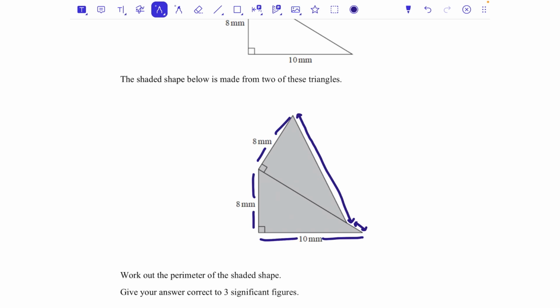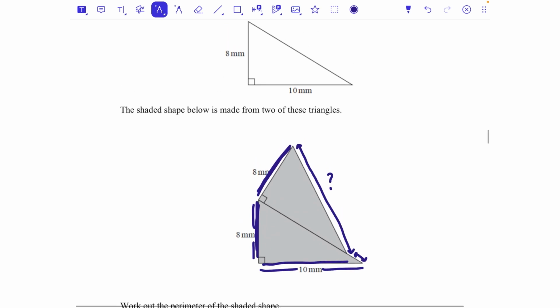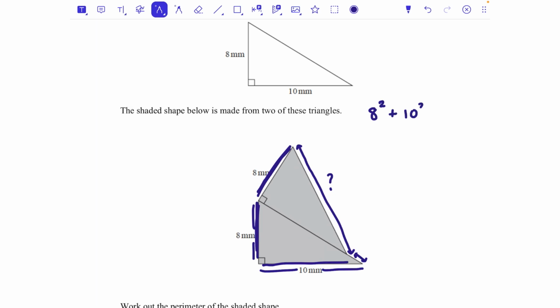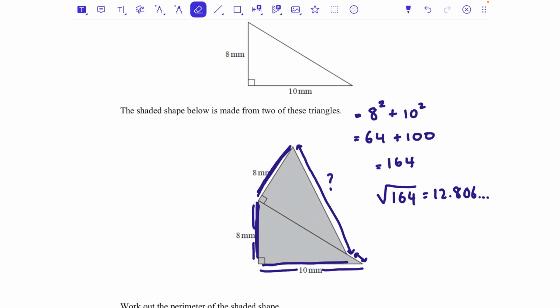Now I know that this is 8, and I know that this is 8, and I know that this is 10, but I don't know this. But this is the hypotenuse of the triangle. If you know 2 sides of a right angled triangle and you want to know the 3rd side, we're going to need to use Pythagoras. So in this case, we're going to do 8 squared, add 10 squared, which is 64, add 100, which is 164, and then we're going to square root that answer, which is 12.806. But for the minute, I'm going to just leave it as root 164. It keeps my answer accurate, and I'm going to pop that there. So I know that this bit is root 164, or 12.8 if you'd rather.